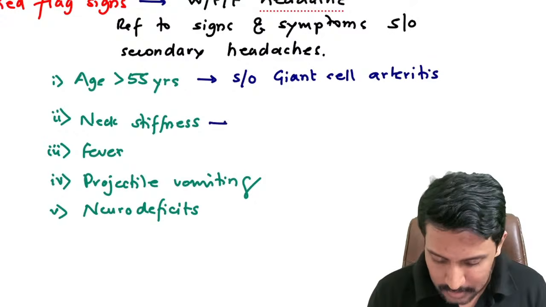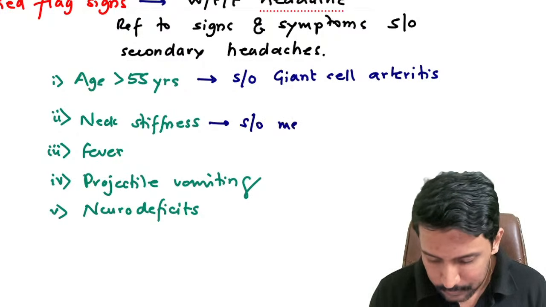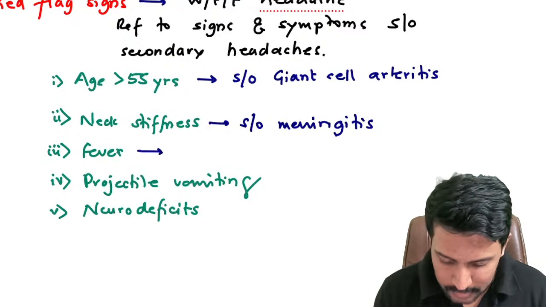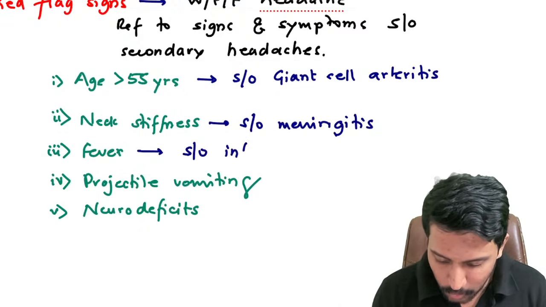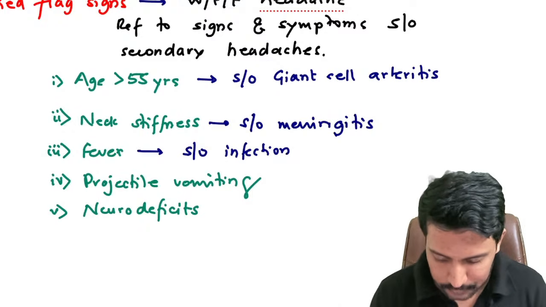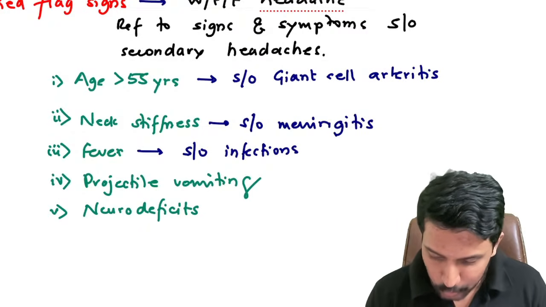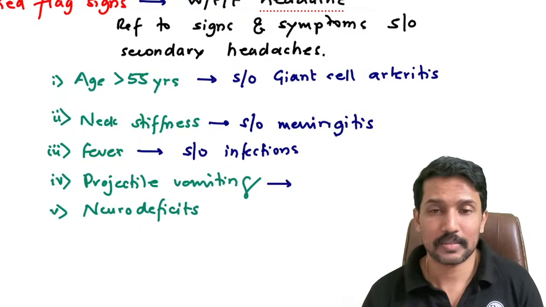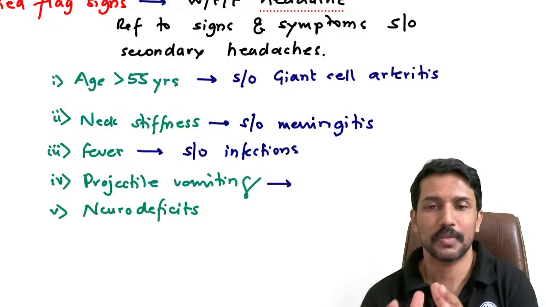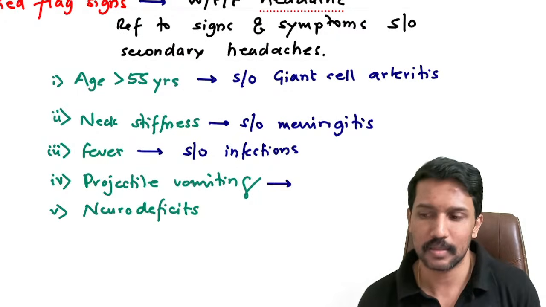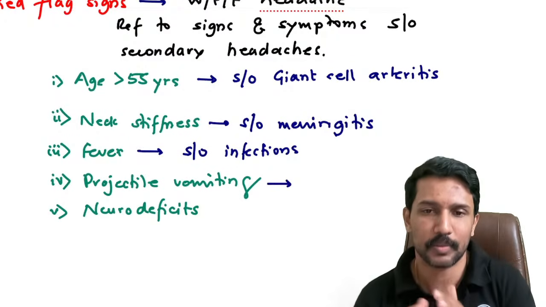Neck stiffness is suggestive of meningitis. So of course it is a red flag sign. Fever is suggestive of infection, be it meningitis or non-CNS infections. And then projectile vomiting. Why is that a red flag sign? Projectile vomiting is where the vomiting is without nausea and the vomitus is projected far away from the patient.